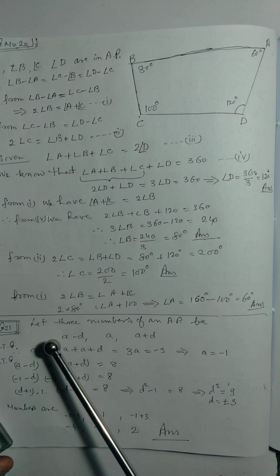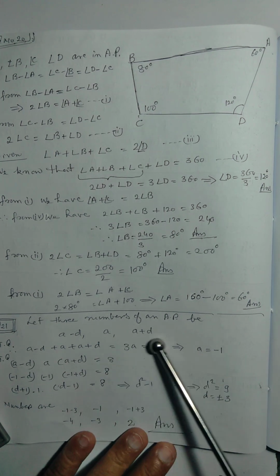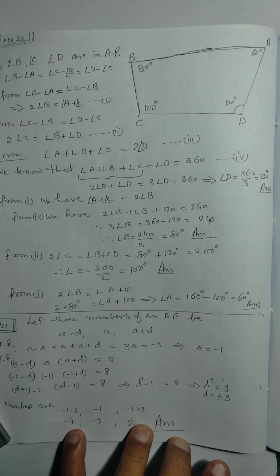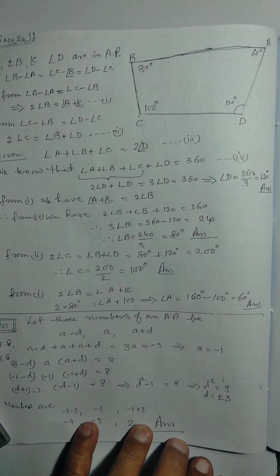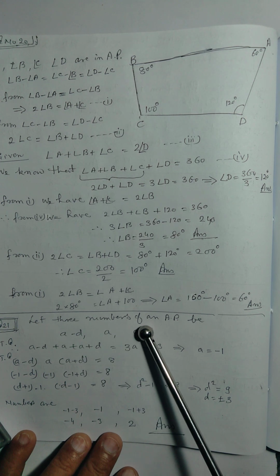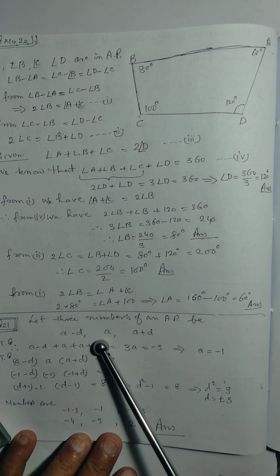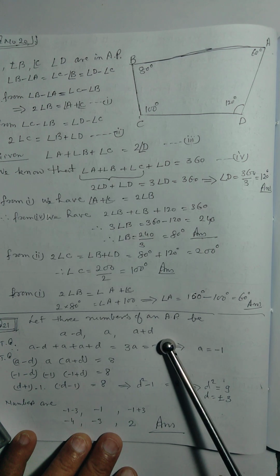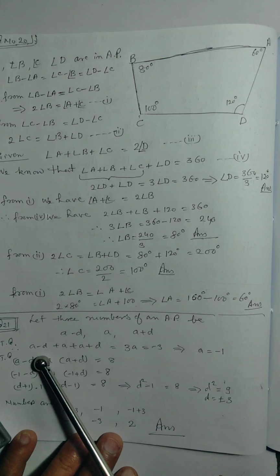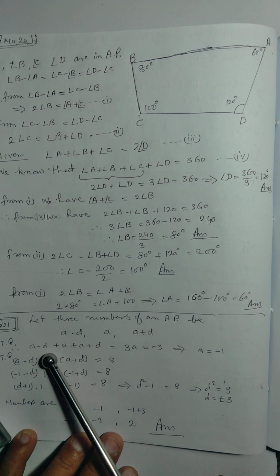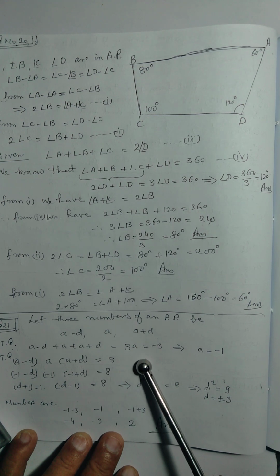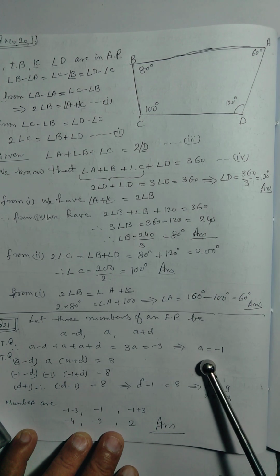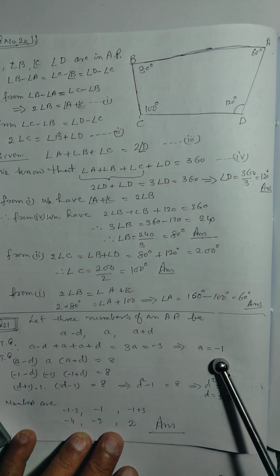Let us proceed to question number 21. The sum of three numbers in AP is minus 3 and their product is 8. Find the numbers. Let the three numbers of an AP be A minus D, A and A plus D. According to the question, the sum of the three consecutive AP numbers is A minus D plus A plus A plus D. That will be equal to 3A, which is equal to minus 3. Solve it, you will get A is equal to minus 1.